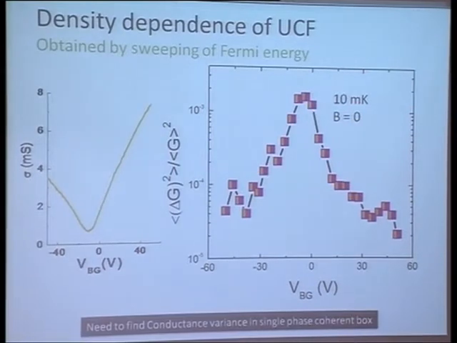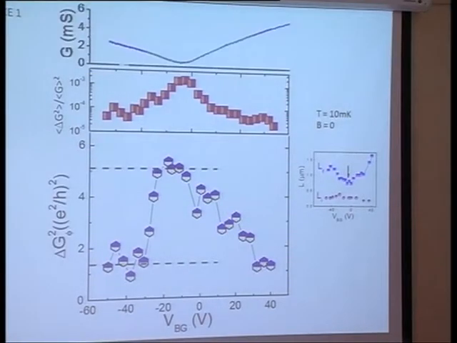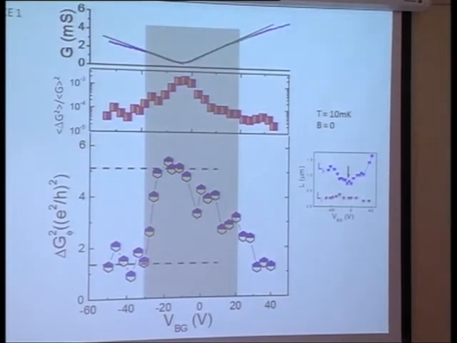What we need to know in order to compare with the theory is what is the noise in one phase coherent volume. UCF magnitude is given by e squared by h in one phase coherent volume. Factor of 4. We actually can prove it to you by superposing the conductance versus gate voltage. You can see the linear component is here.